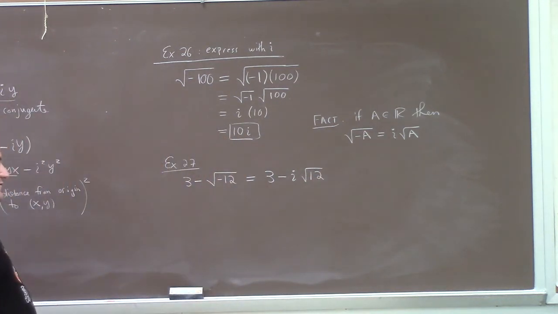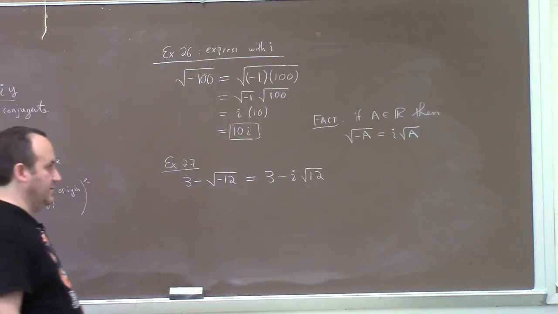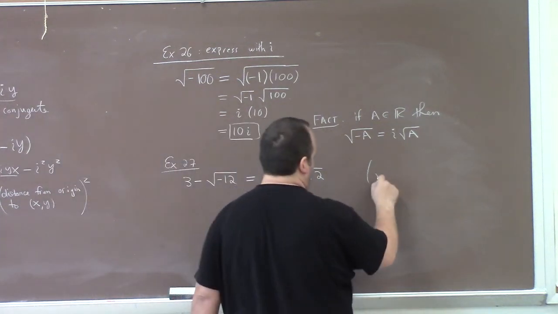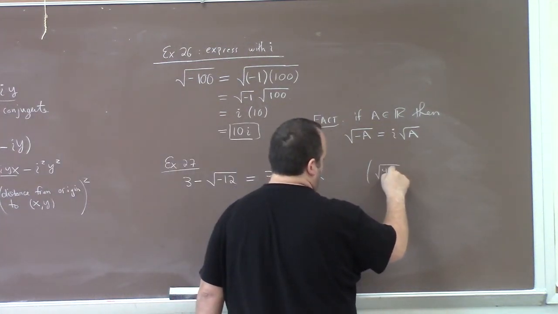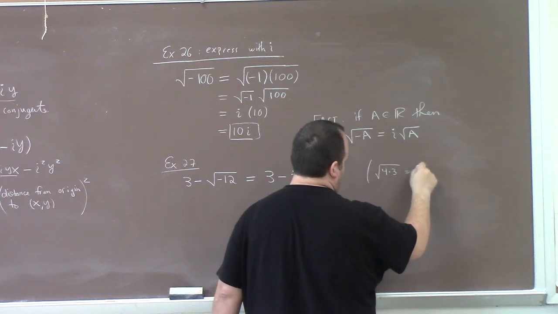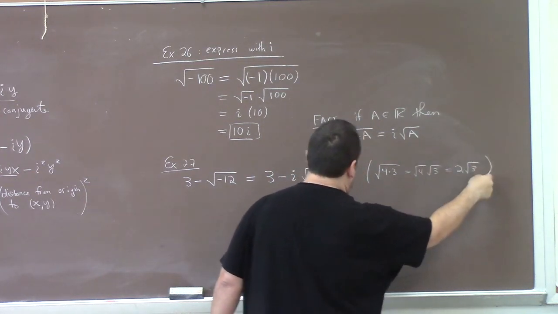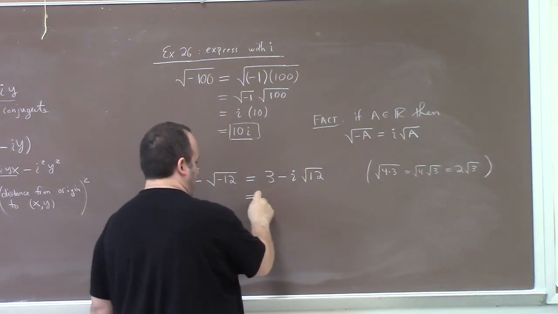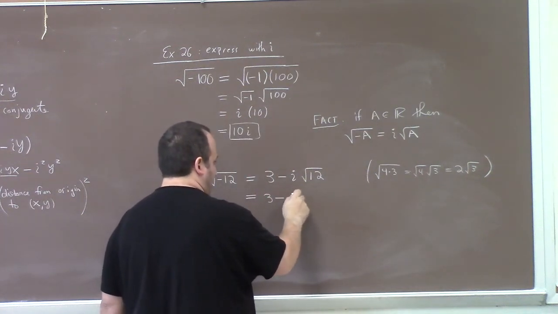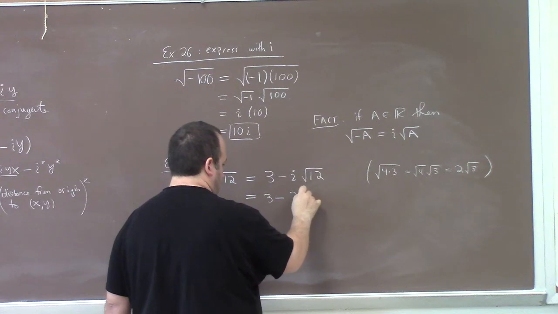That's all there is to it. Now, of course, the square root of 12 we could simplify. That's 4 times 3. So the square root of 4 times the square root of 3, which is 2 root 3. So this can be further reduced to 3 minus 2i square root of 3.